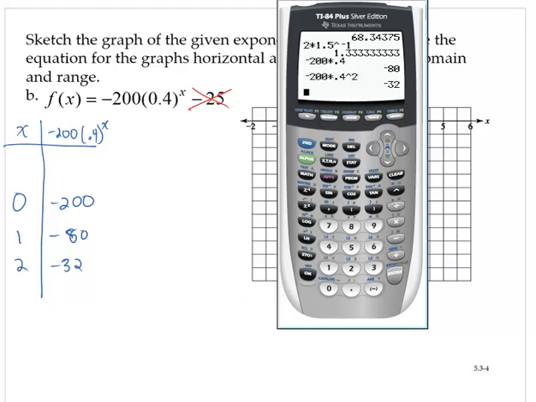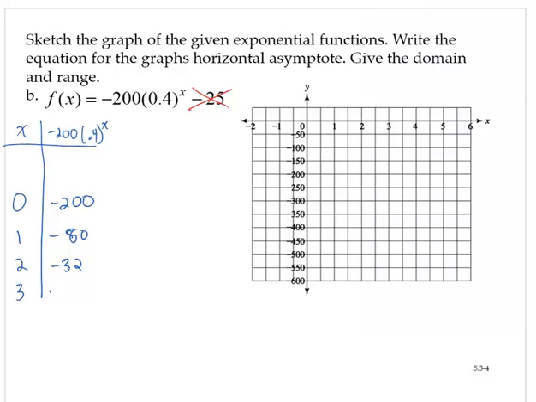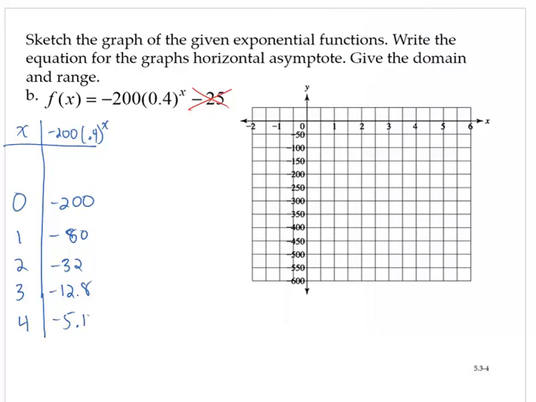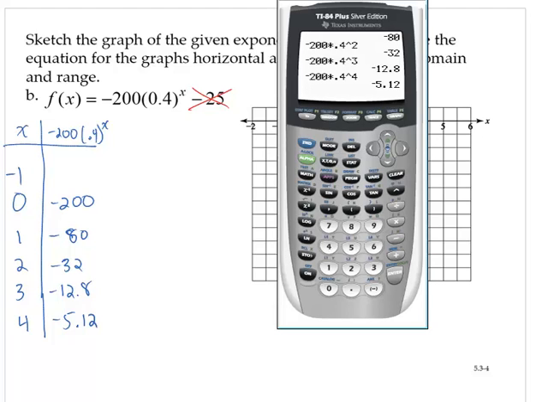If x was 3, negative 200 times 0.4 to the third, negative 12.8. One more. If x was 4, negative 5.12. And so these values are getting closer to 0. And let's do one more. How about negative 1? Negative 200 times 0.4 to the negative first power. So that's negative 500.